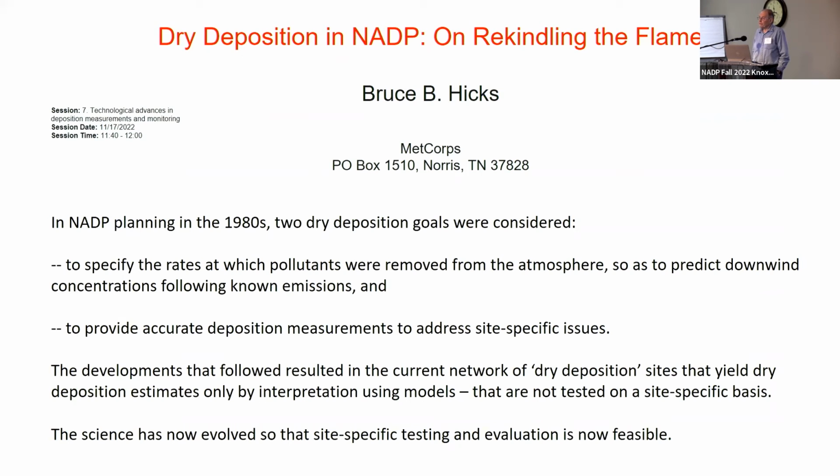I hate to think the last time I was addressing this audience, but my mind has gone back to how we got into this dry deposition business in the first place. Now, my goal today is to actually leave you with a suggestion about how the program can step forward by calibrating existing sites.